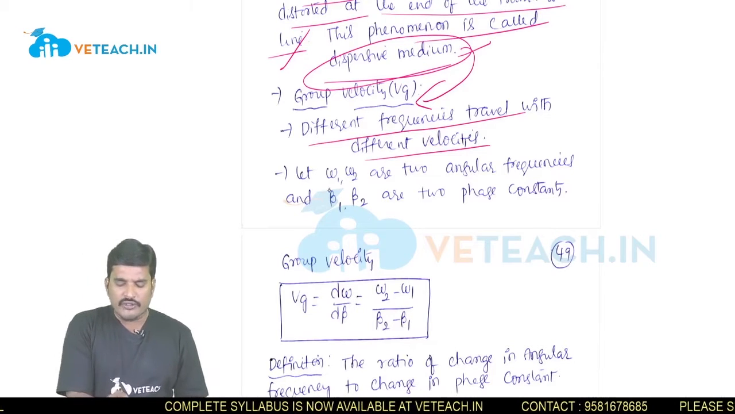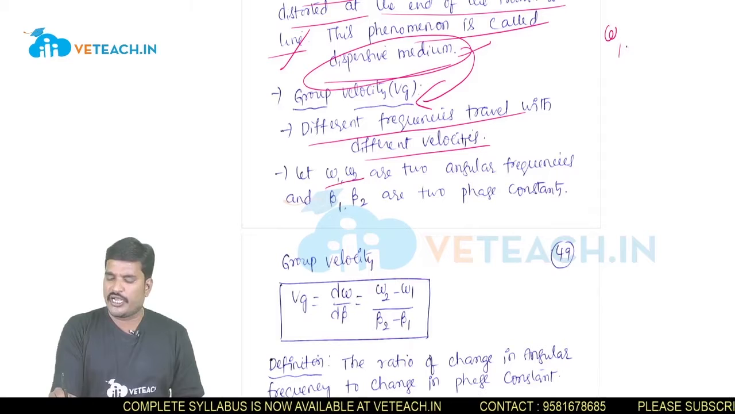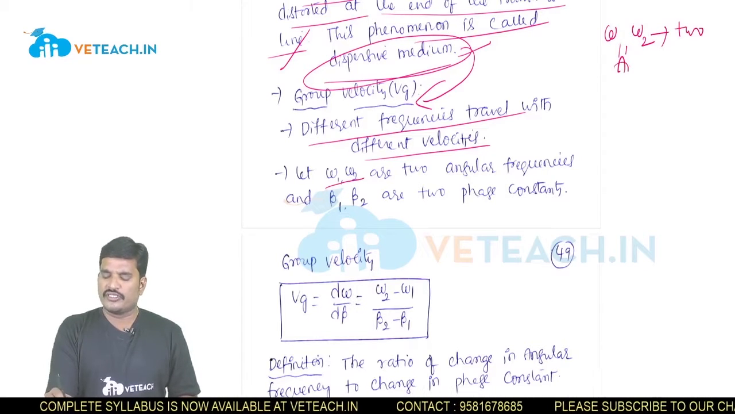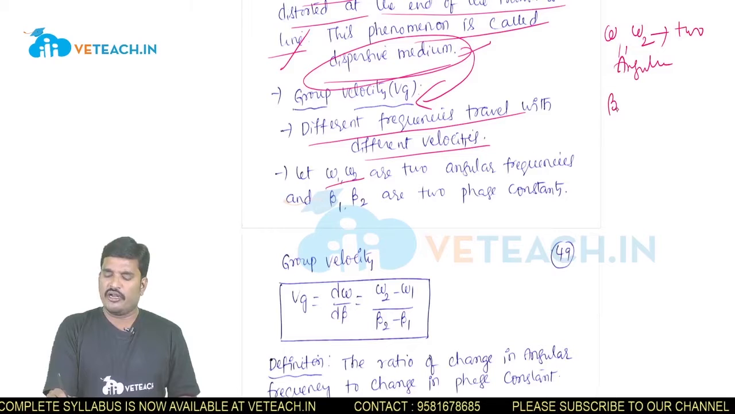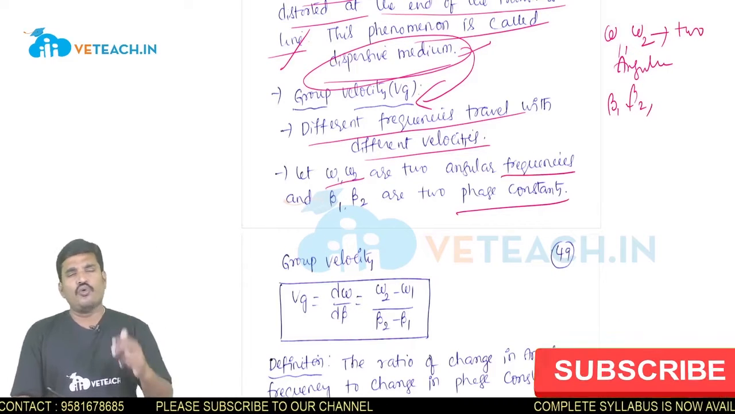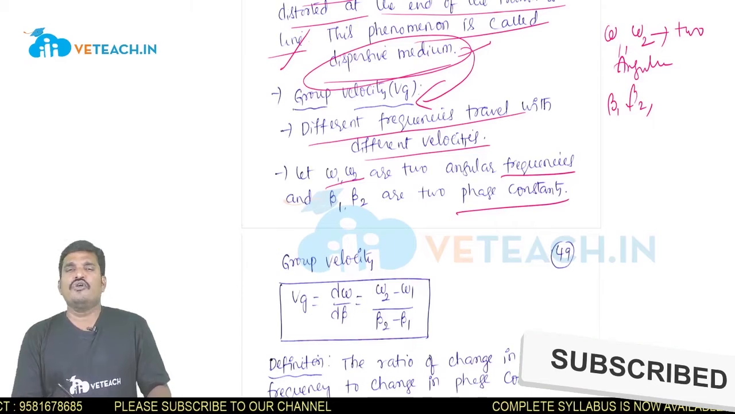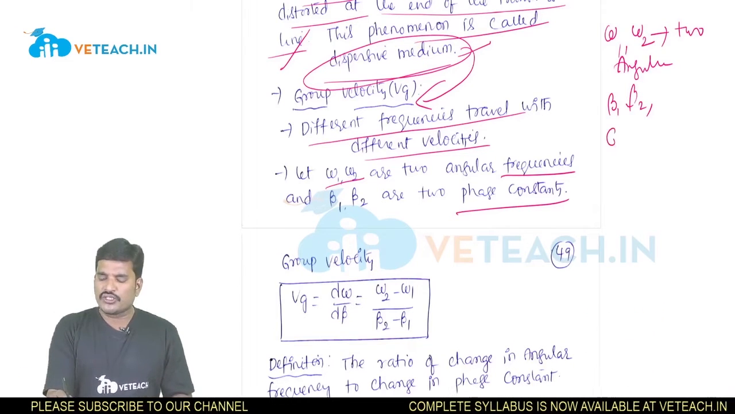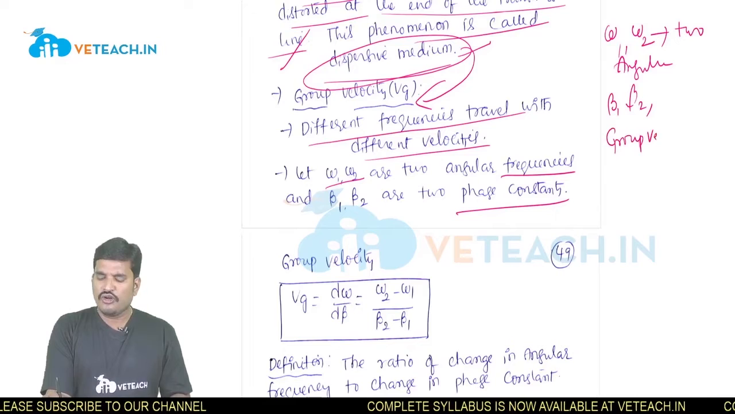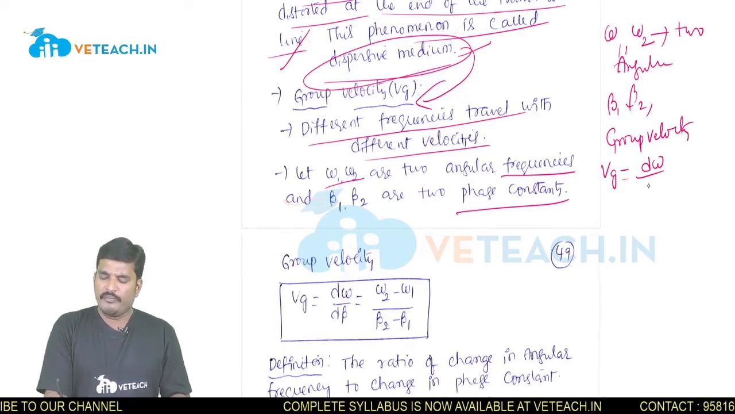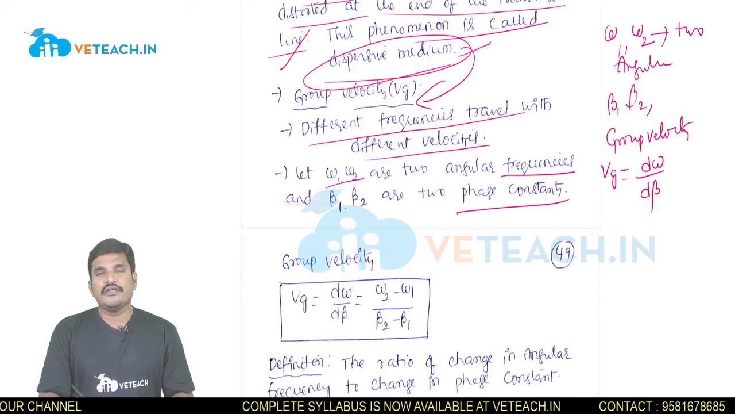Okay, let us take two angular frequencies, omega 1 and omega 2, and beta 1 and beta 2 as the two phase shift constants. So I have the two different considerations of omega 1, omega 2 and beta 1, beta 2. What is the group velocity? As the name suggests, the group velocity Vg is equal to d omega by d beta. What is the d omega?